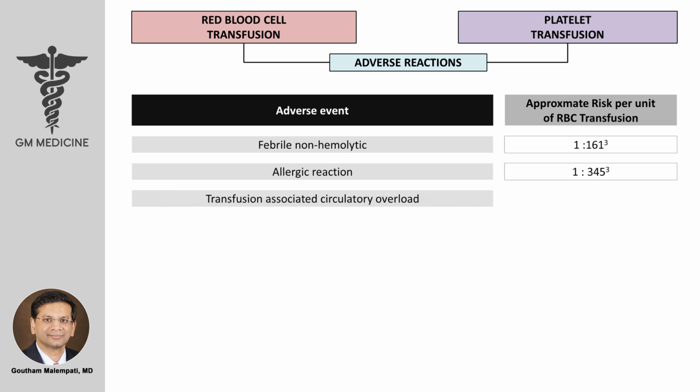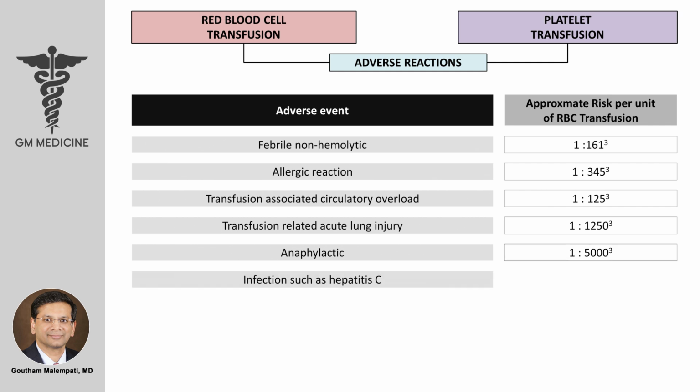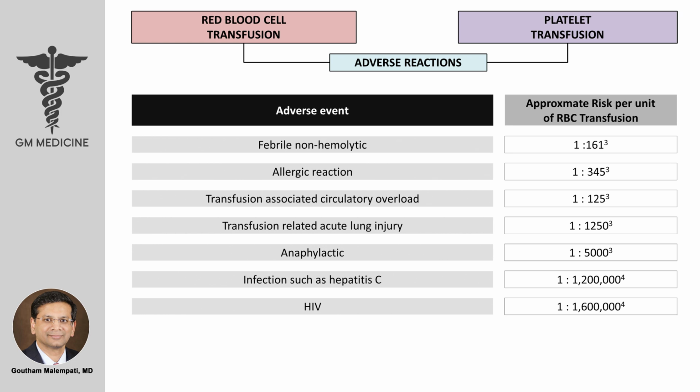For transfusion-associated circulatory overload, it is 1 in 125 chance. For transfusion-related acute lung injury, it is 1 in 1250 chance. For anaphylactic reaction, it is 1 in 5,000 chance. For infection such as hepatitis C, it is 1 in 1,200,000 chance. For risk of HIV infection, it is 1 in 1,600,000.